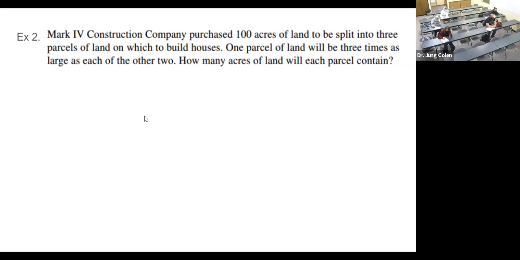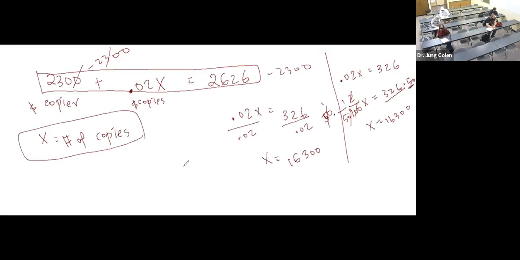Mark IV Construction Company purchased 100 acres of land to be split into 3 parcels of land on which to build houses. One parcel of land will be 3 times as large as each of the other 2. Oh, so they didn't make 3 equal parts, right? But they made different parcels. So maybe drawing pictures can help? What do you think? To me, it does. So let's think about drawing a simple picture.